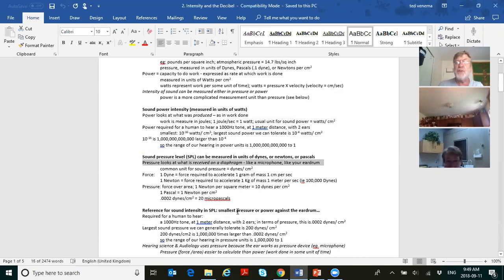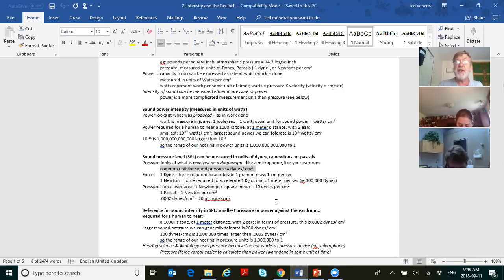Pressure looks at what's received on a diaphragm, like a microphone, like your eardrum. And the common unit for pressure is dynes per centimeter squared. Remember that. Put a circle around it, put a star by it. Power is watts per centimeter squared. Pressure is dynes per centimeter squared. Power, the range is 1,000,000,000,000 to 1. Pressure is different. Okay, let's look at pressure now.